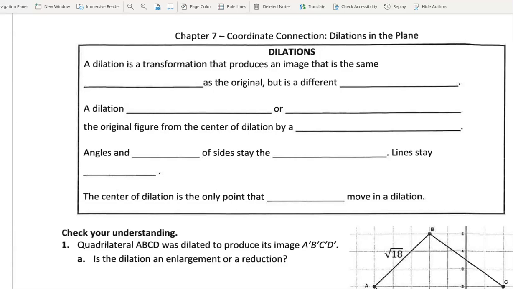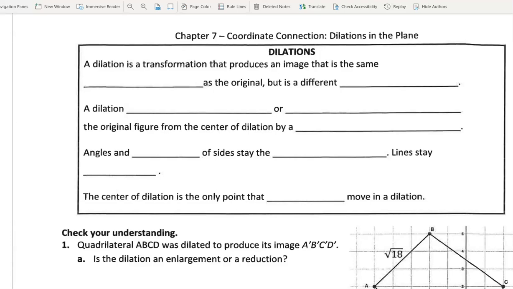In this video we're going to be talking about dilations. It's going to be very similar to stuff that we've been talking about already, so it should just be an extension of what we've been talking about. But let's go ahead and take a look at what we've got going.